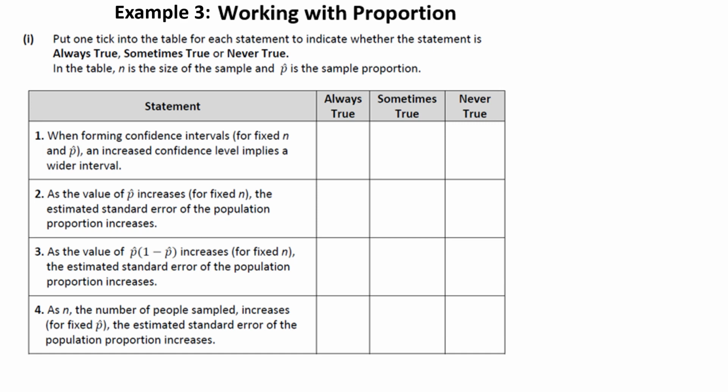So part I here, put a tick in the table for each statement to indicate whether this statement is always true, sometimes true, or never true. In the table, n stands for sample size and p hat is the sample proportion. When forming confidence intervals for a fixed n and a fixed p hat, an increased confidence level implies a wider interval. So an increased confidence level, so the more confident you are, implies a wider interval, and that is true.